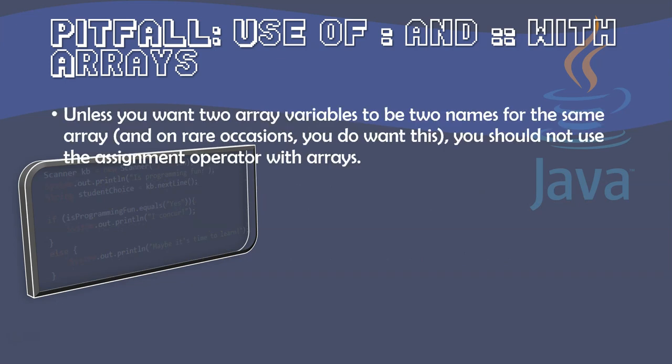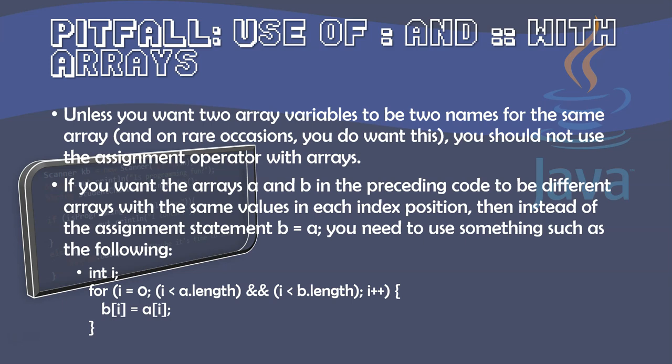Now, unless you want two array variables to be two names for the same array, and there might be a rare occasion where you want to do this, you generally should not use the assignment operator with arrays. If you want the arrays a and b in our code that we just looked at to be different arrays with the same values in each index position, then instead of using the assignment operator b = a, you would need to use something such as the following. int i, for i = 0, i < a.length and i < b.length, i++, b[i] = a[i]. You'll notice here, we are not setting the entire array equal to another array. Instead, we're saying the value at an index equals the corresponding value at that index of the other array.